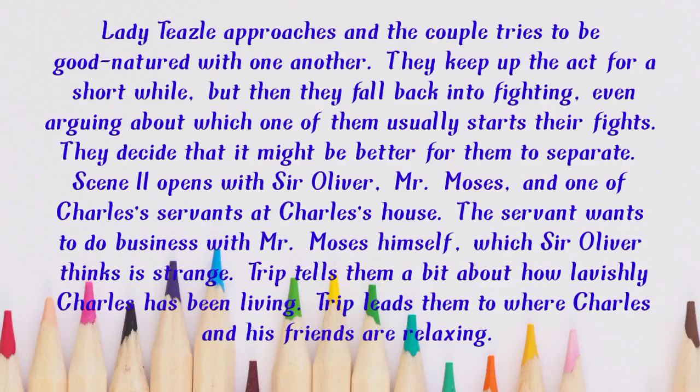Then scene 2 opens with Sir Oliver, Mr. Moses, and one of Charles' servants at Charles' house. The servant wants to do business with Mr. Moses himself, which Sir Oliver thinks is strange. The servant of Charles is Trip. Trip tells them a bit about how lavishly Charles has been living, and leads them to where Charles and his friends are relaxing.